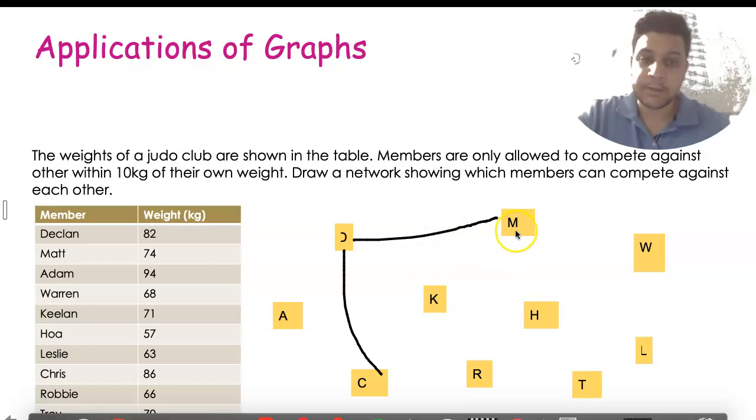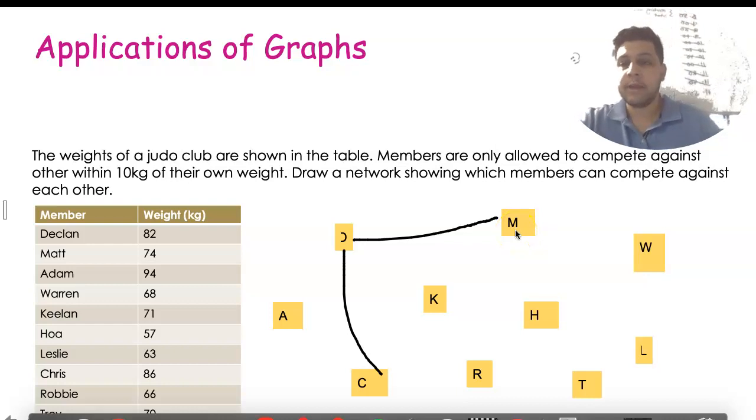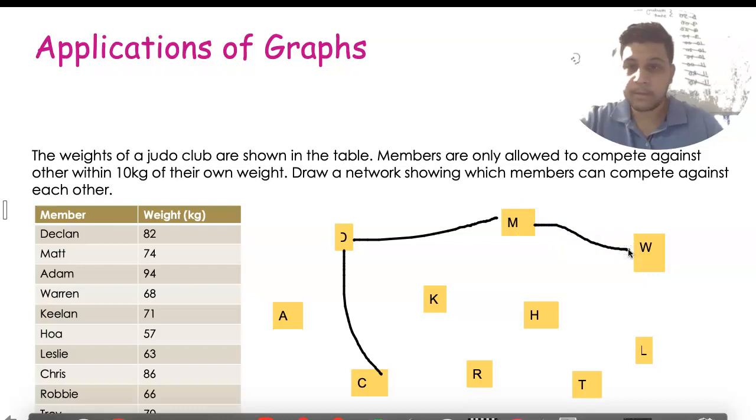So now we'll move on to Matt's weight. Okay, so Matt is 74 kilos, meaning he can compete against other people that are 84 kilos and 64 kilos. So Adam is too heavy for Matt. Warren is within his weight range. Keelan is within his weight range. Hoa is too light. Leslie is too light. Chris is too heavy. Robbie was within his weight range, and as is Troy.